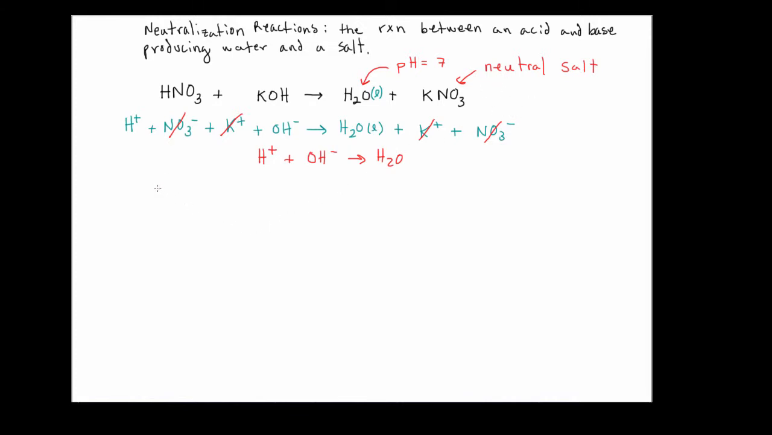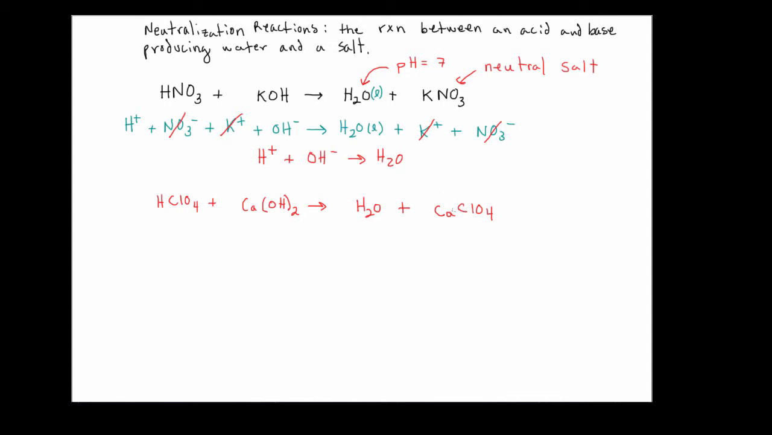Now, let's look at another example. Let's look at the reaction between perchloric acid, and just to mix this up a little bit, let's take a look at one of our other strong bases, in this case, calcium hydroxide. Again, we're going to be producing water as one of the major products, and a neutral salt, which in this case is going to be calcium perchlorate.